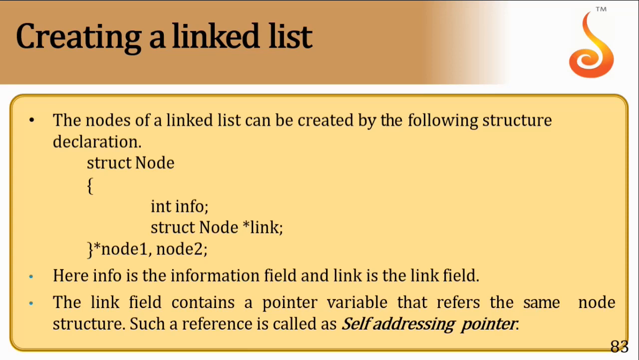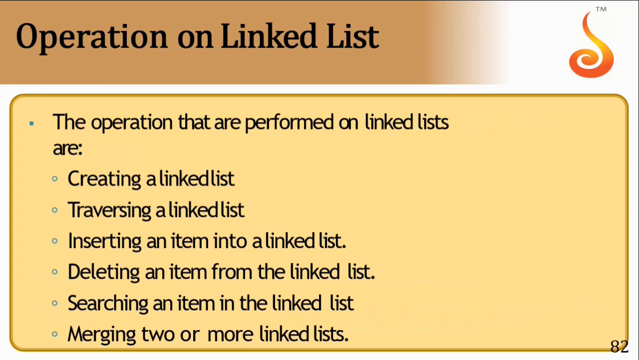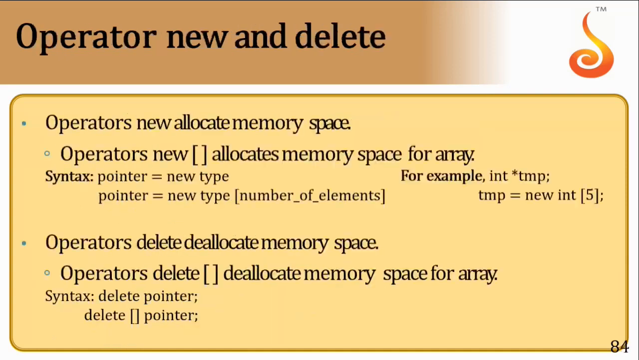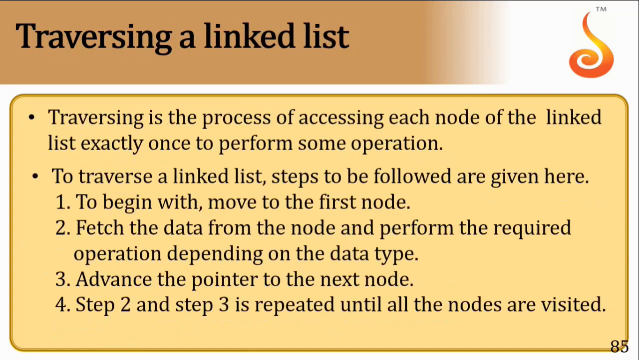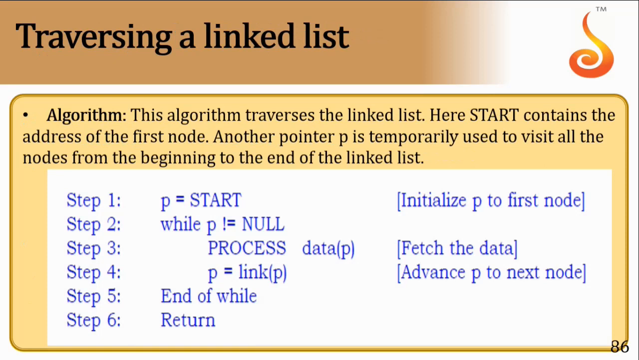Before that, we will just go through what are the operations performed on a list. Creating a list, yes. Traversing a list, yeah. Inserting. Traversing is nothing but visiting each element of the list at least once. Then deleting an element, searching, and merging. We did traversing. So this was the algorithm yesterday: an algorithm that traverses the linked list.